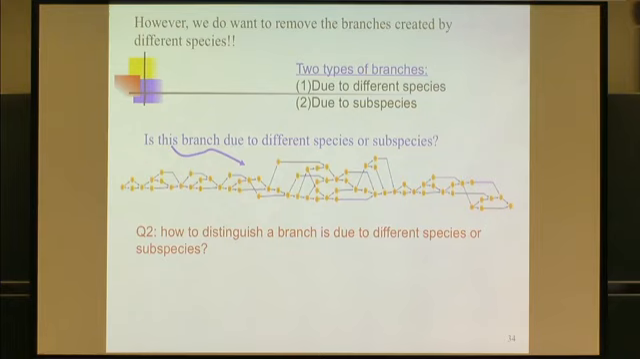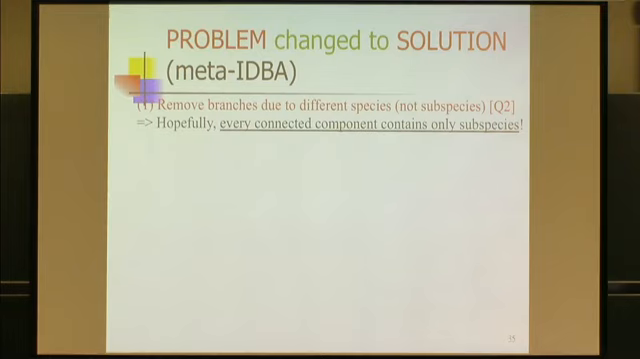Altogether, if we can solve these two problems, we partially solve this kind of similarity problem in metagenomic assembly. Our idea is to convert the problem into a solution. In other words, we do not want to remove the branches caused by the subspecies. So what we want to do is make it a 2-step process. Remove the branches due to different species, and then we can separate the graph into different components. Then for each component, we hope that it contains only subspecies.